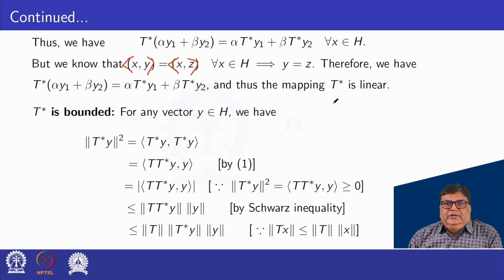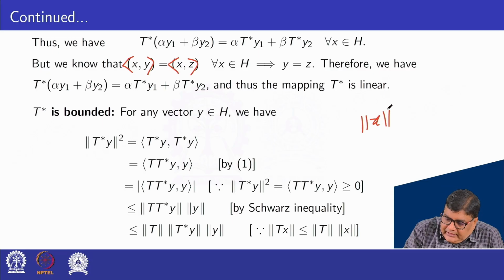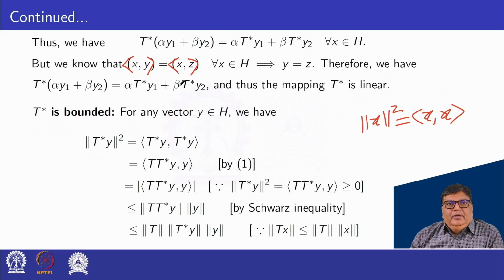Okay. Thus the mapping T star is linear. Now we prove T star is bounded. For any vector y in H, we have the square of the norm of T star y equal to the inner product of T star y and T star y, because we know that the norm of x squared equals the inner product of x and x. So using this property, we can write it this way.